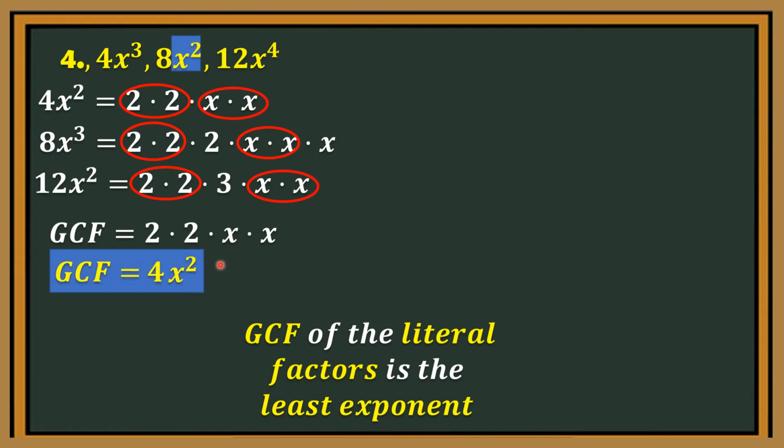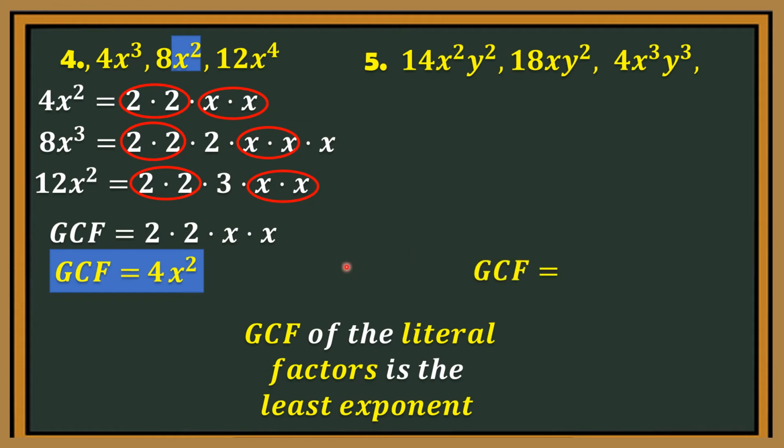Let's have here number 5: 14x squared y squared, 18x y squared, 4x cubed y cubed. We're going to determine the greatest common factor one by one. Let us start from the coefficients: 14, 18, and 4. So what do you think is the greatest common factor, or the highest number that can be divided to 14, 18, and 4? 2.